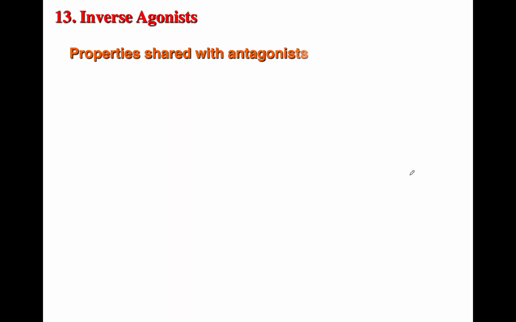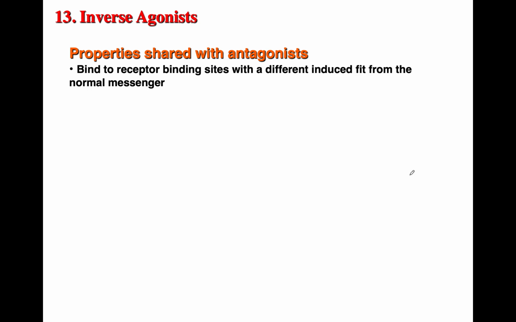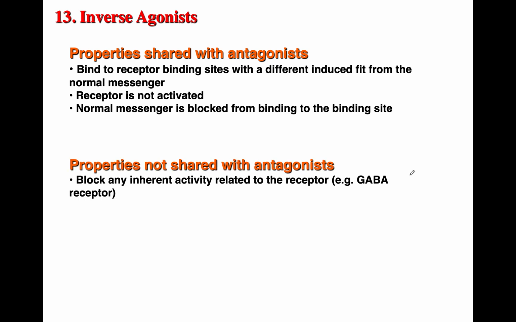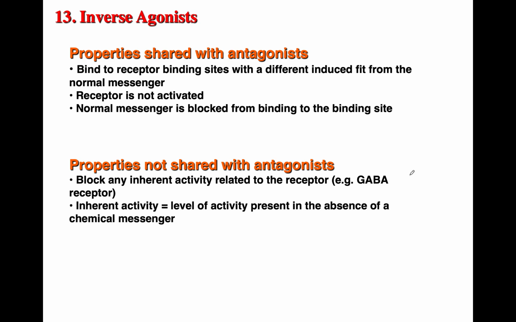Now, inverse agonists are different. They have some shared properties with antagonists in that they bind to the receptor site, they cause a different induced fit from the normal messenger, but the receptor is not activated. They also lead to the normal messenger being blocked. Some of the properties that are not shared with the antagonist is the fact that they actually block any inherent activity related to the receptor.